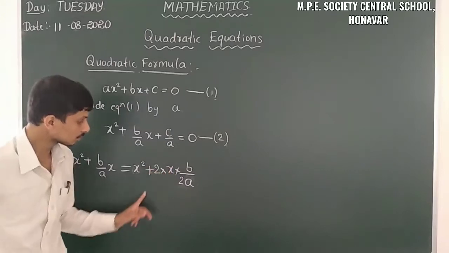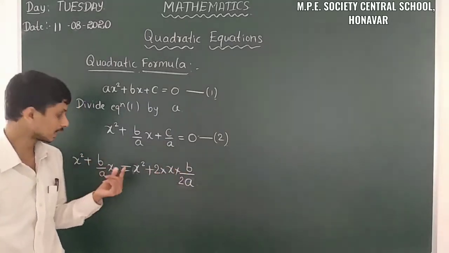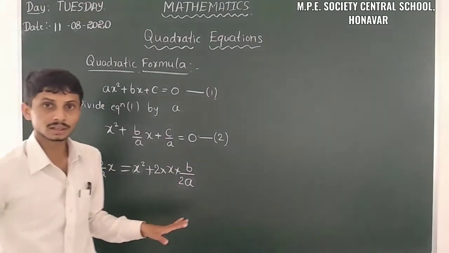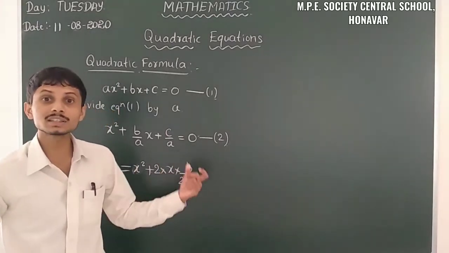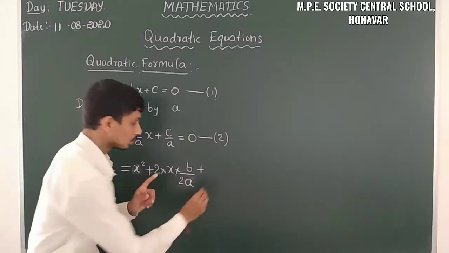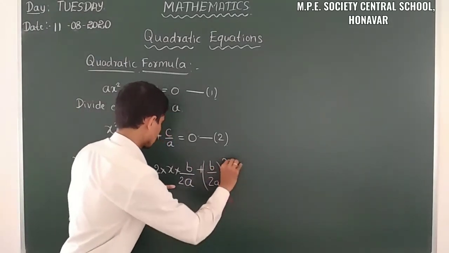So when we are cancelling 2 and 2 here, it becomes b by a into x. The value of the equation does not get disturbed. Then what do we have to do? We have to insert the value of b square. So here the value of b is b by 2a, that is b by 2a whole square.